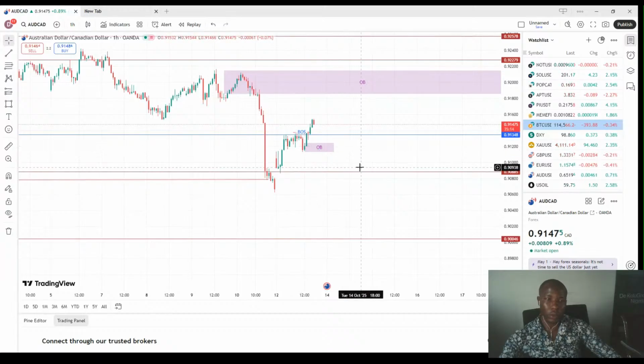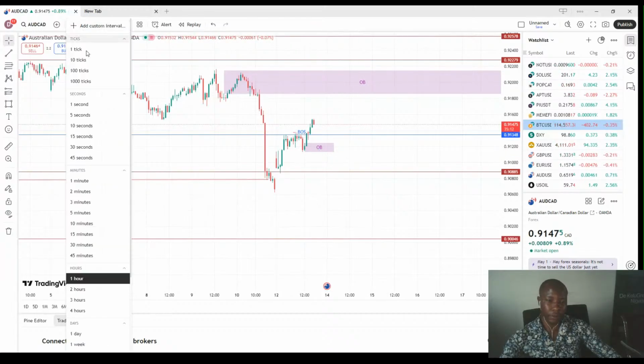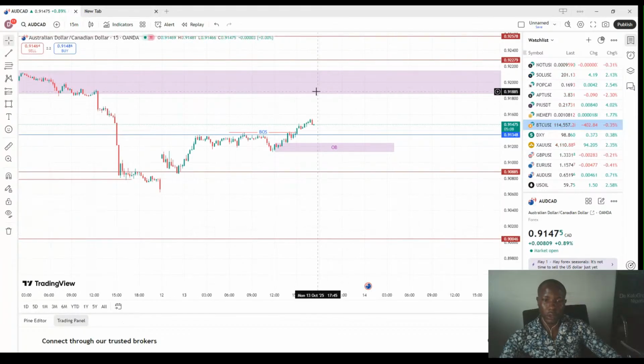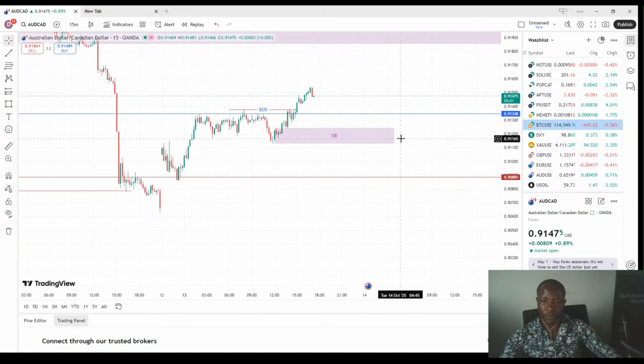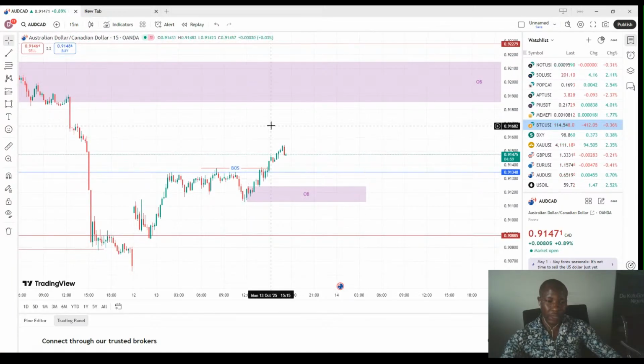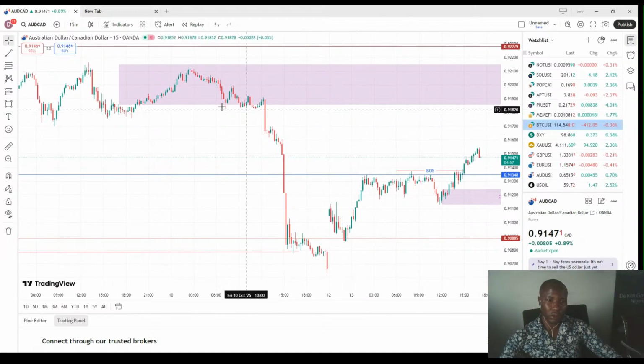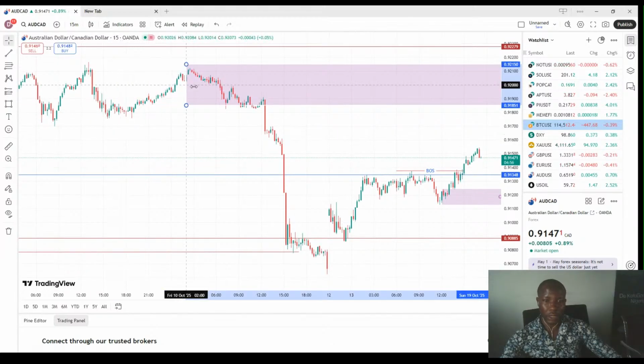So this unmitigated order block. Let's check 15 minutes. So we are going to this area first. Since we are going to this area, we shouldn't actually be waiting only to see if it is only sells we are going to get. No. Let's also resize this guy.